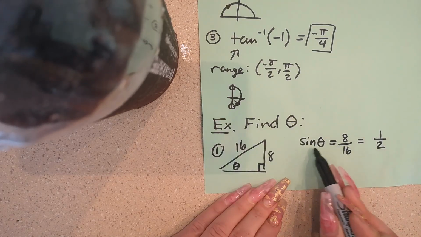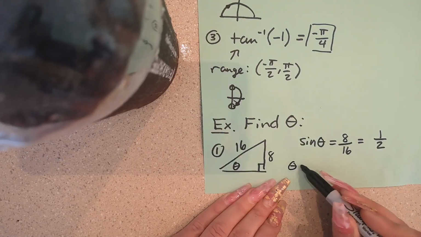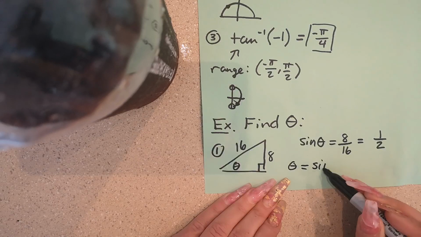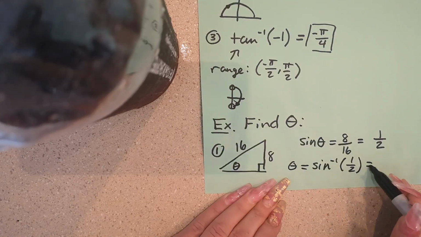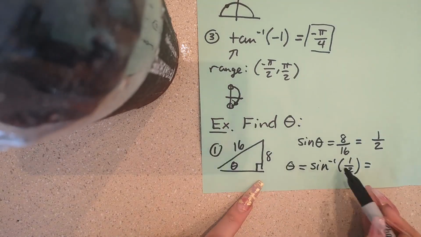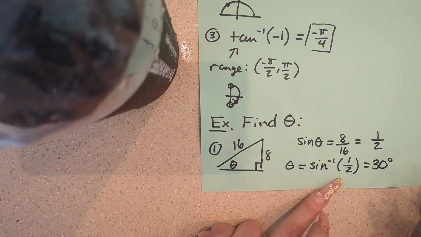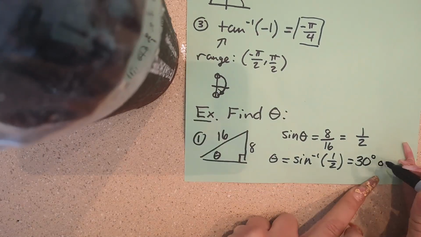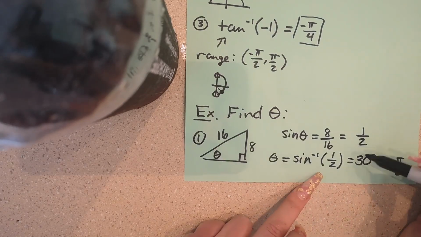So here I'm saying sine of theta is 1/2. Or in other words, I could say theta is the inverse sine of a half. Theta is the angle that has a sine of a half. So that angle would be what? 30 degrees? Or pi over 6. It doesn't matter unless the instructions specify.